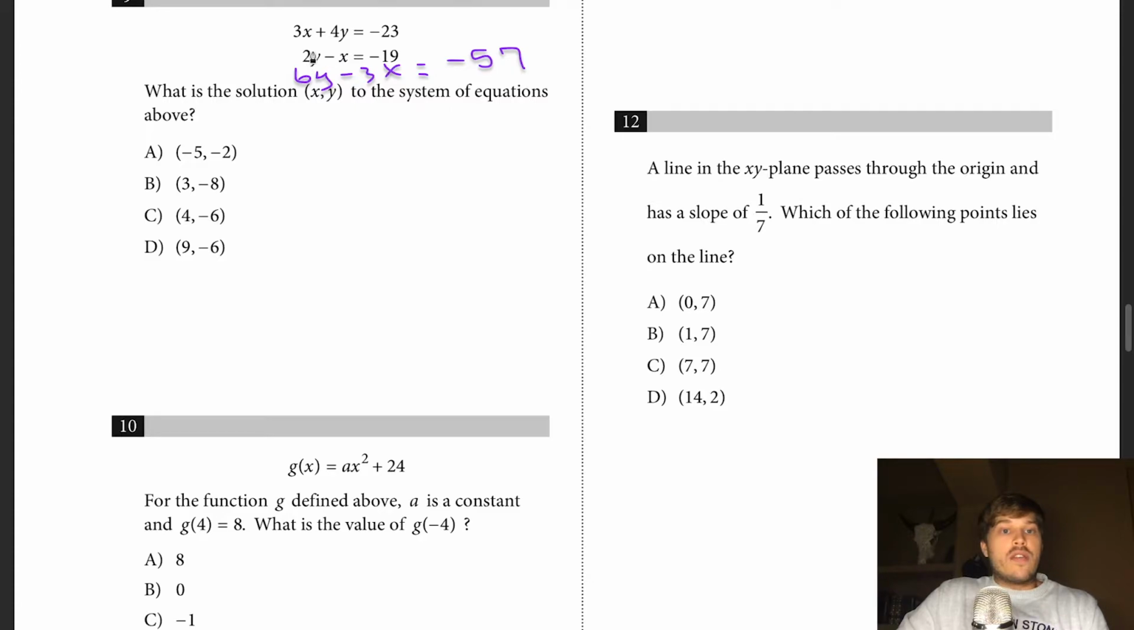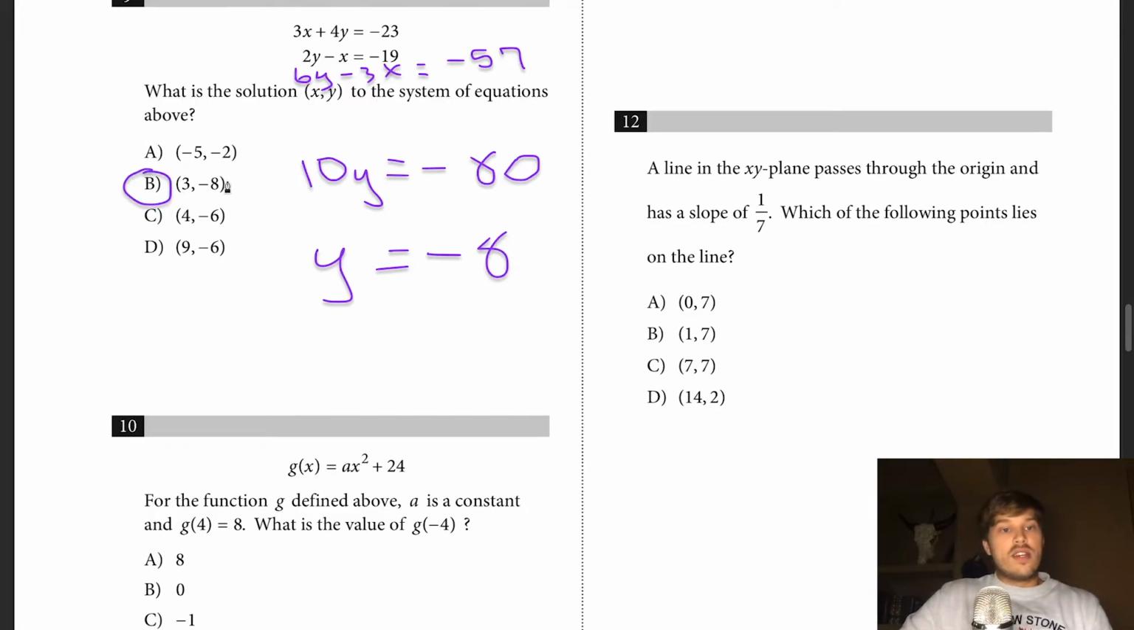And now, so we're kind of ignoring the second one. Now let's just add these together. So we have our top and bottom equation together. So we have 10y, our x's cancel. So we have 10y equals negative 80. And when we solve for y, we get y equals negative 8. And out of all of our answer choices, the only one with y being negative 8 is B. So there we go. There's our answer.